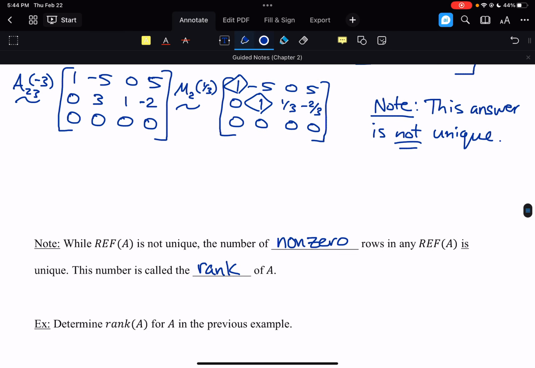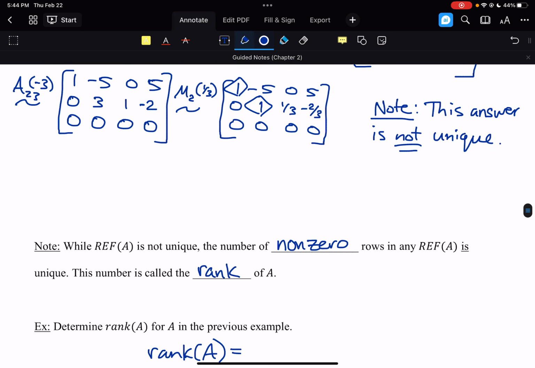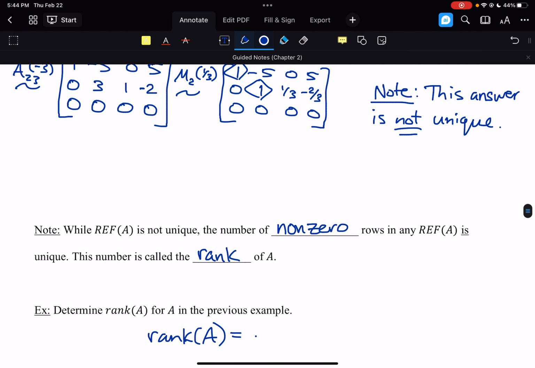So, for example, the rank of A in this previous example: we had two non-zero rows in row echelon form, so the rank of the matrix is 2. So no matter what values we got within those rows, all of us should have 2 non-zero rows within our matrices by the end.